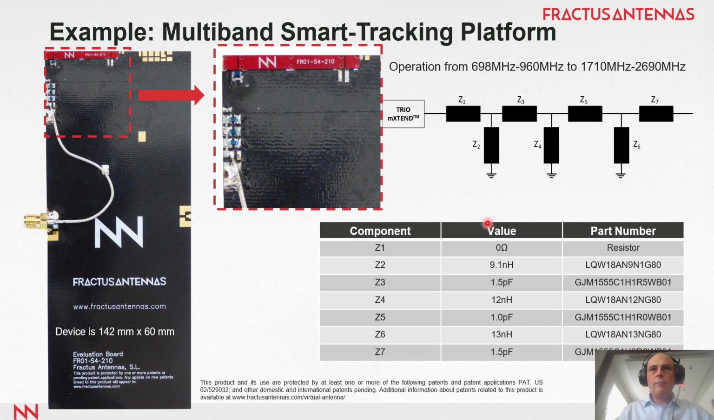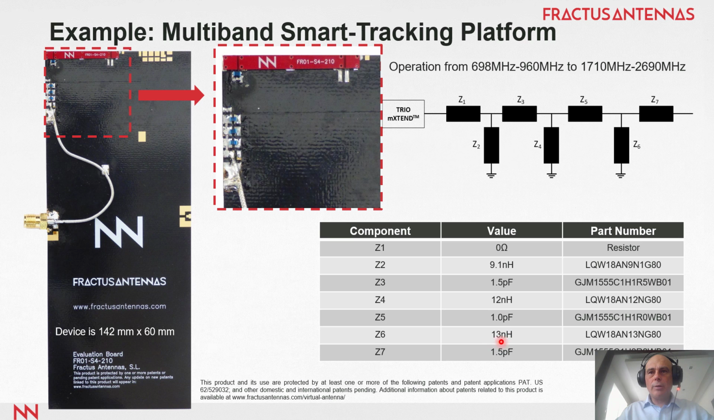You can see here, for instance, the first component is 0, a 0 ohm resistance, and it goes here. The second component is a shunt inductor, this blue component here. The third one is a series capacitor, it goes here. The fourth component is a shunt inductor, it goes here. The fifth component is a series capacitor, it goes here, and so on.